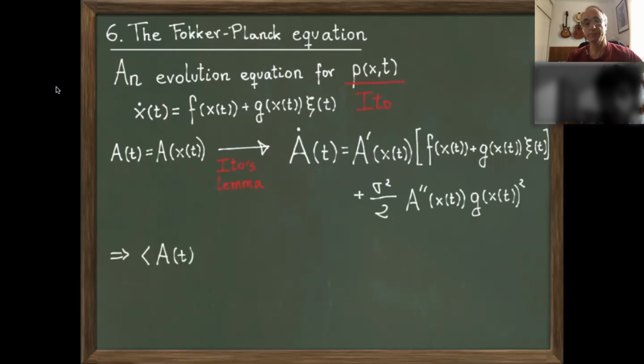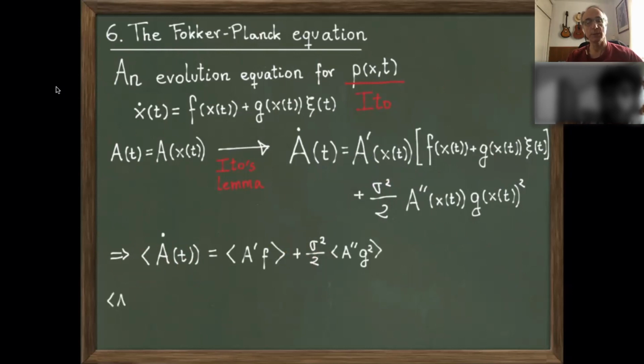Now we average. This looks like a bracket, but it's an angle bracket. So we average, and now it's the nice property of the Ito interpretation. This is 0, so the noise disappears and we get A prime. I will shorten the notation, so I will use just A prime times F plus sigma squared over two A second G squared. So we have this nice equation.